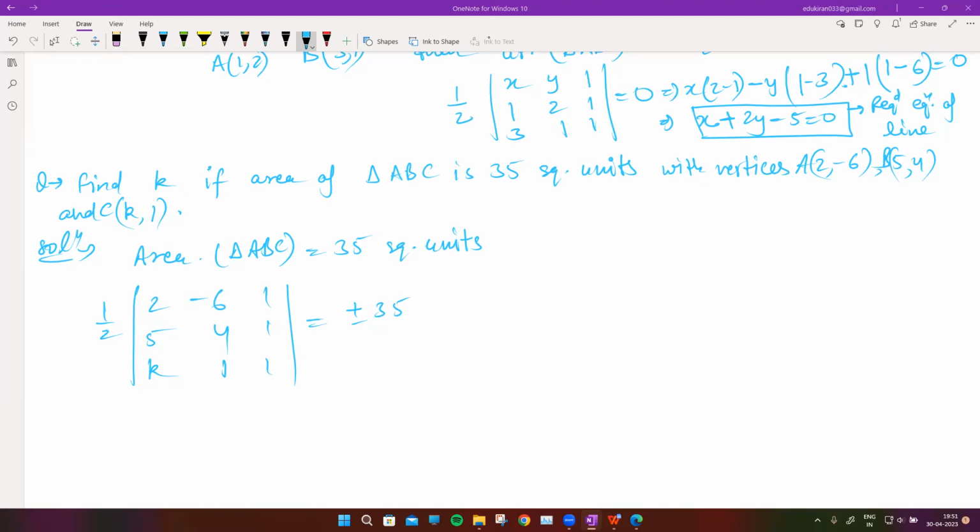The correct approach is to solve the whole determinant, right? Solve the whole determinant. Take 2 to the right hand side, and after solving, equate this determinant first with 70 and then with -70, because you are taking 2 to that side. If I take 2 from the left hand side to the right hand side, it will become 70. So solve this, find out the value, and then equate it with 70 and -70. You will get two answers.